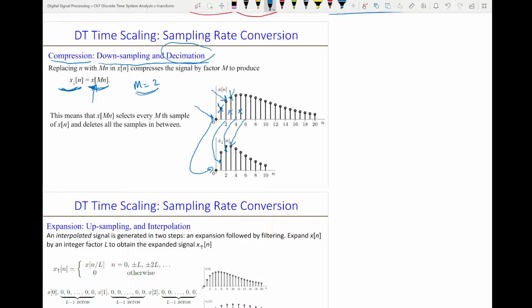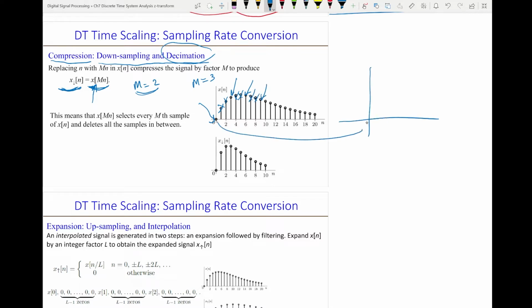Downsampling by a factor of 3. Now I will keep one sample and ignore 3 minus 1, which is 2, so I ignore 2 samples. So this will be this way. Here m is 3, and I ignore these 2. Then keep these, ignore these 2, then keep these, ignore these 2, and keep these. So it will be this way.